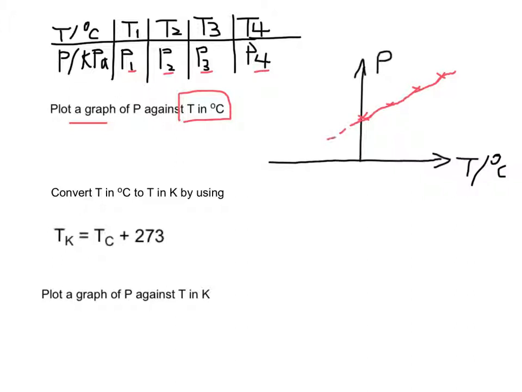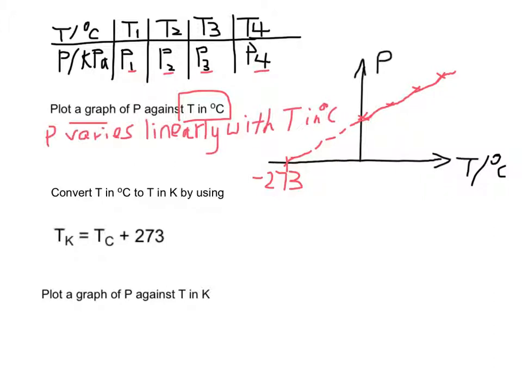If we extend the line backward, it will pass through the temperature axis at a temperature equal to -273 degrees Celsius if the experiment is done very accurately. Then we say the gas pressure varies linearly with temperature T in degrees Celsius.